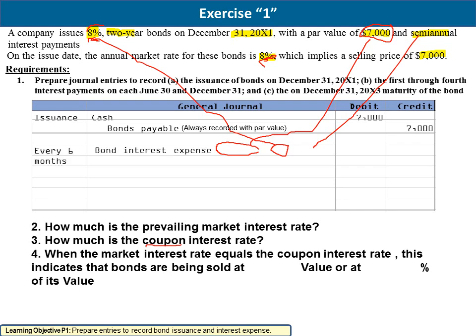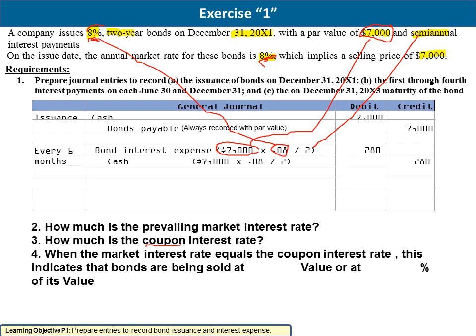So you are required, number 1, to prepare journal entries to record the issuance of the bonds on December 31st, 20x1. So when I'm going to issue bonds, I will receive cash, so my cash will increase. The cash value will equal the selling price, which is here 7,000. In return, the company will be in obligation to the public. So this means that the company will be liable to the public.